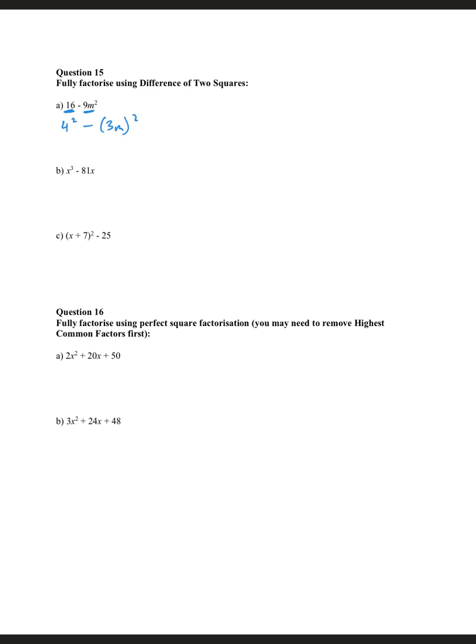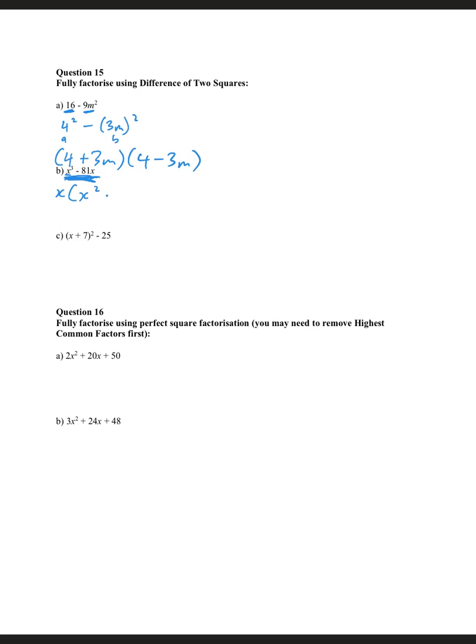So that's your A and that is your B. So factorize this would be 4 plus 3m and 4 minus 3m. Using difference of two squares, but x cubed is not a squared factor. So how do I deal with this? Well, you'll notice that x goes into both of these, so you can remove it as a common factor.